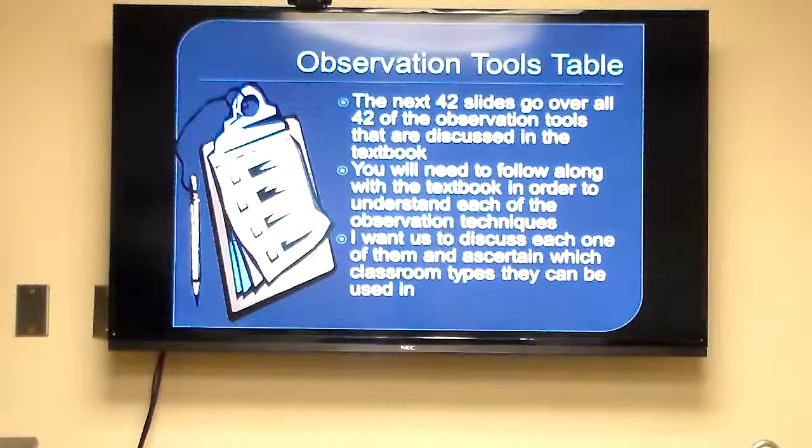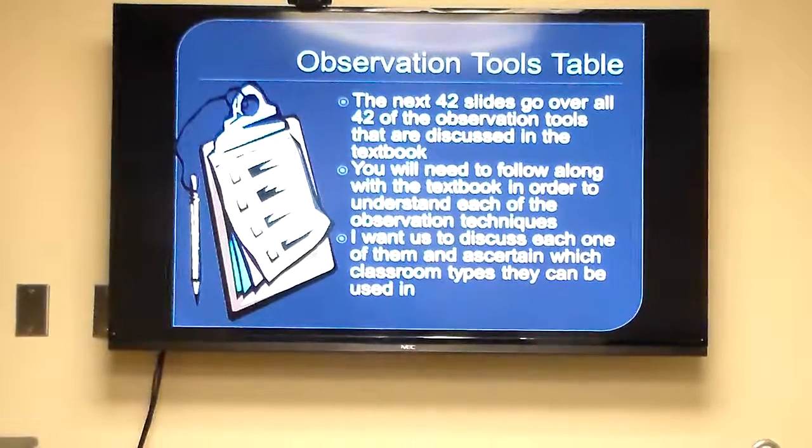This is the end, and we're going to pick this up where we're actually looking at the tools when you have the Sullivan book in front of you. Thank you.